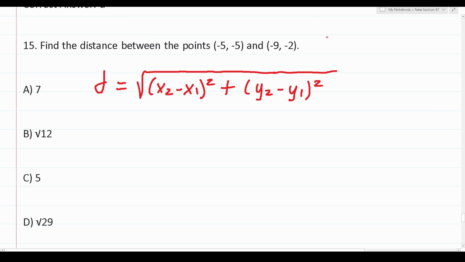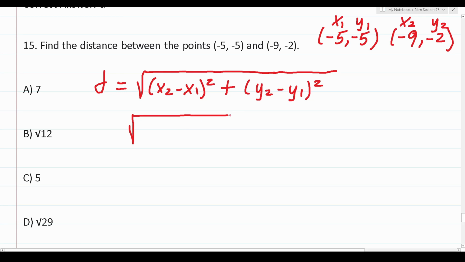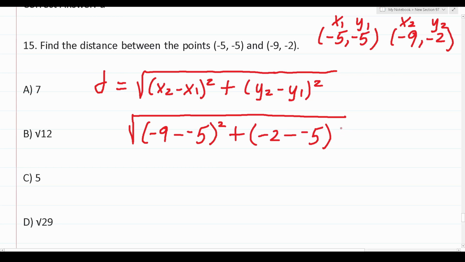So again, in this problem, we have 2 points, notably -5, -5, and -9, -2. So we know this is x1, this is y1, and this is x2, y2. So let's go ahead and plug those in now. X2 is right here. It's -9, so this is -9 minus x1. x1 is -5, so this is minus -5 squared plus y2. What is y2? It's right here. It's -2 minus what is y1? It's right here. It's -5 squared.